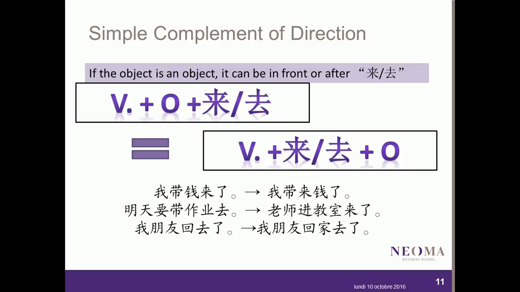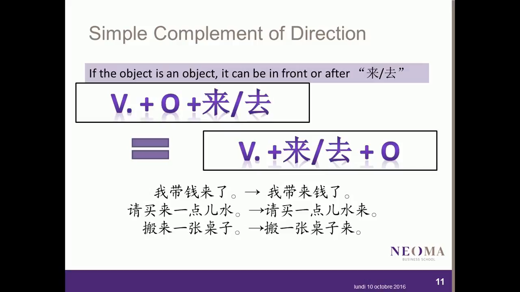Second one. 明天要带作业去. I think I made a mistake. Wait a minute, let me fix this. Apologize for the mistake. Okay, here are the new examples. Start over. 我带钱来了 equals 我带来钱了. It doesn't matter where you put the object because the object is a thing.